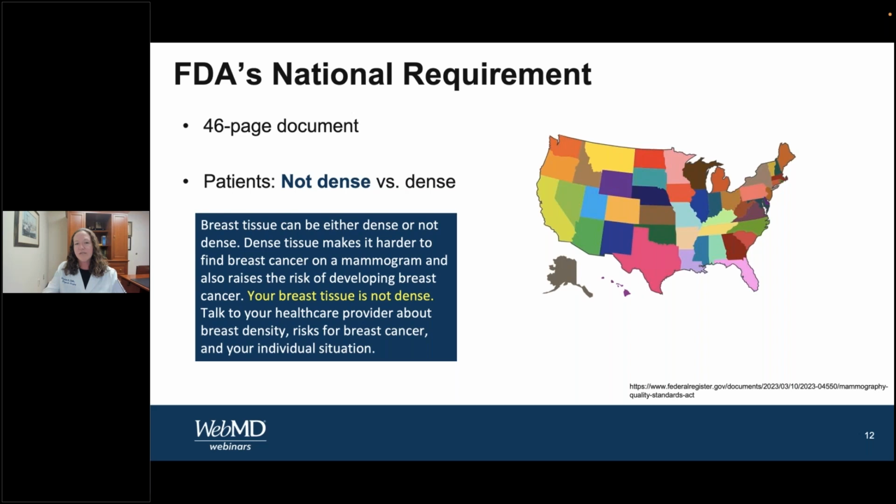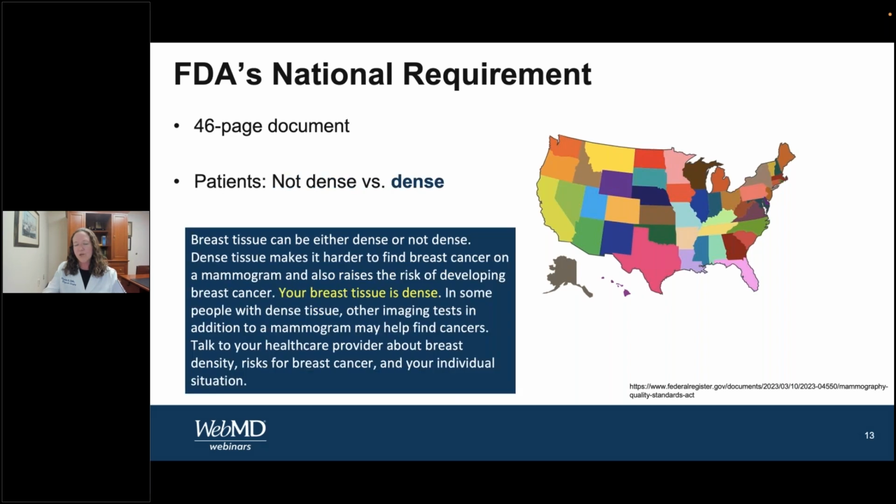Now, on the other hand, if you do have dense breast tissue, here's the information you're going to get. So it starts off the same. Breast tissue can be either dense or non-dense. Dense tissue makes it harder to find breast cancer on a mammogram and also raises the risk of developing breast cancer. Your breast tissue is dense. In some people with dense tissue, other imaging tests in addition to a mammogram may help find cancers. Talk to your healthcare provider about breast density, risks for breast cancer, and your individual situation.